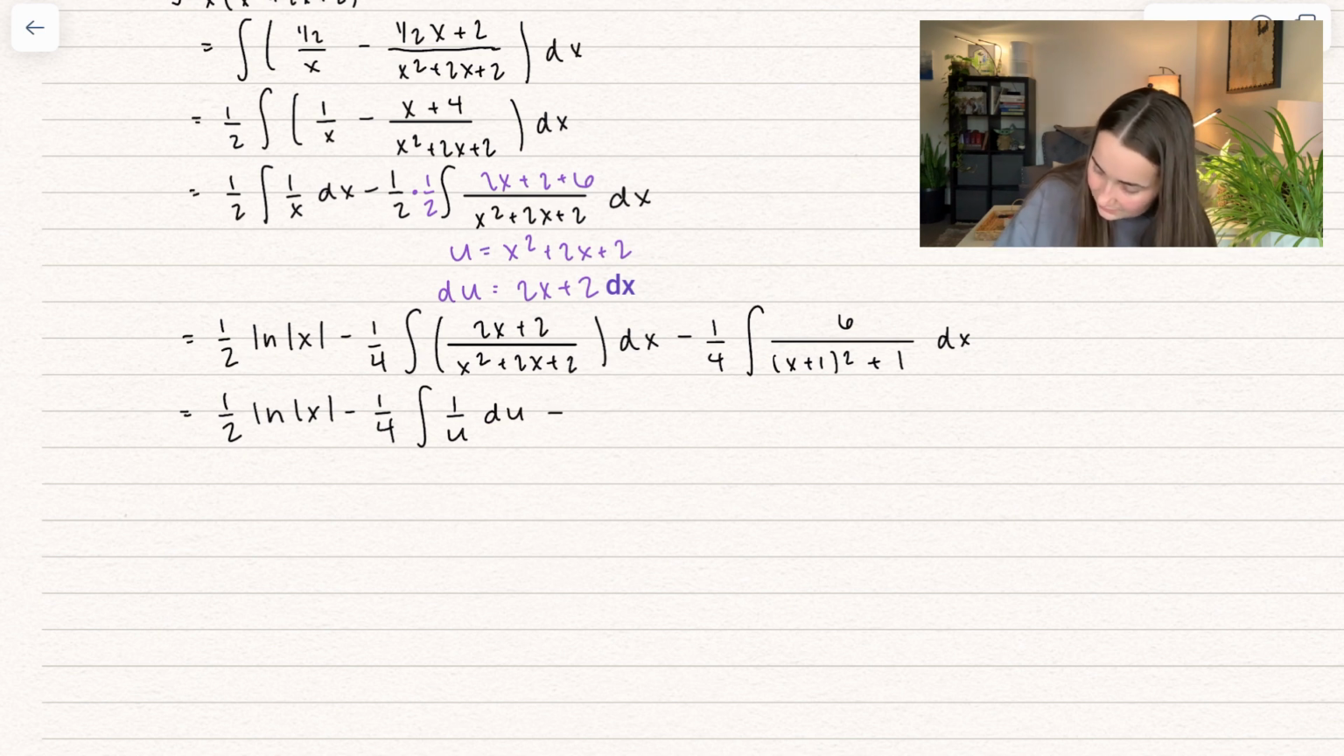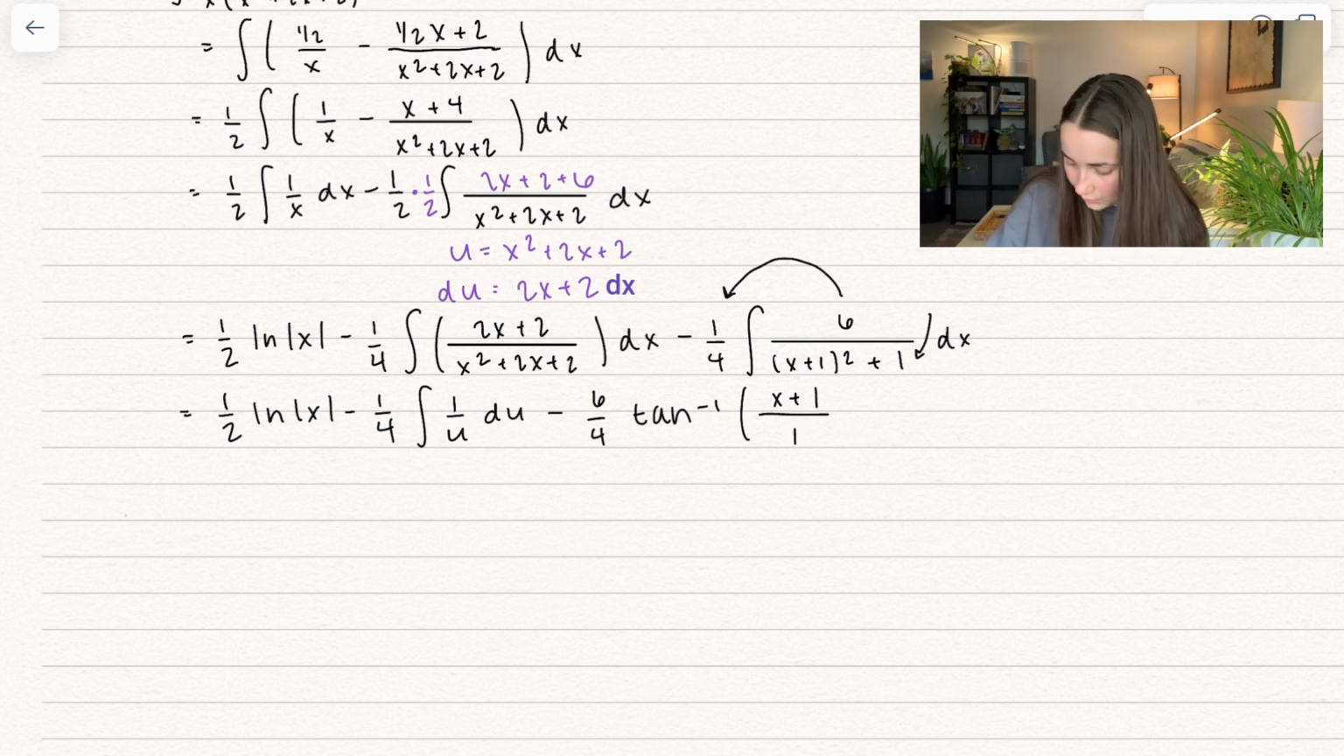And then minus, if you wanted, you could bring that 6 to the front. So we get 6 over 4. And that's going to be arctangent or inverse tangent, whatever you prefer, of x plus 1. That's what's being squared, divided by the square root of our a term. But that's just going to be 1. So that's going to work out very nicely, plus some constant c.